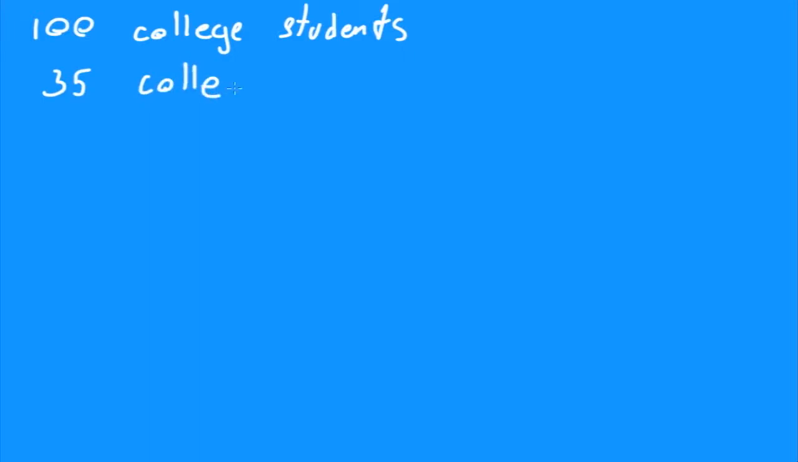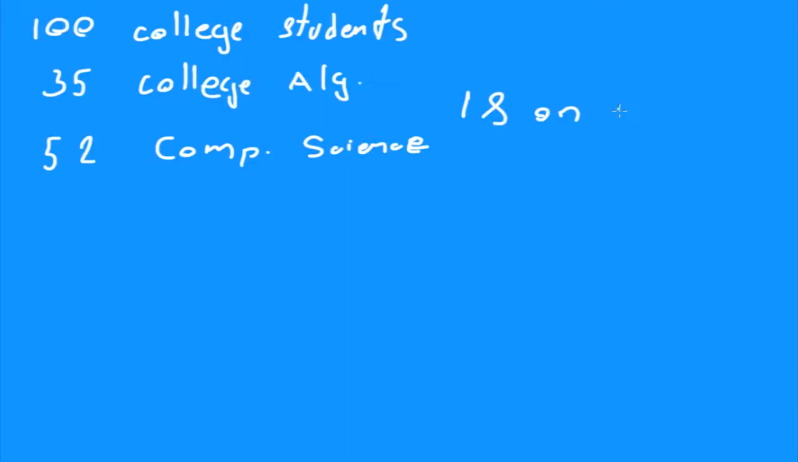We have this problem that says that we have 100 college students total. 35 of them are in college algebra, like you. And we have 52 in computer science. And we have 18 students in both courses. Okay, on both.